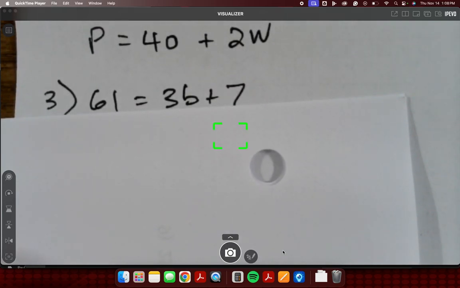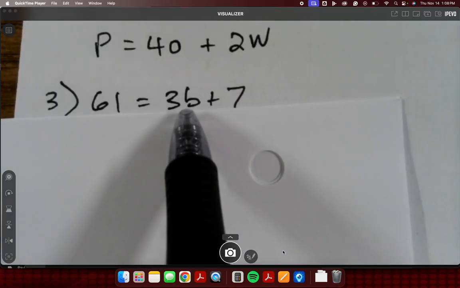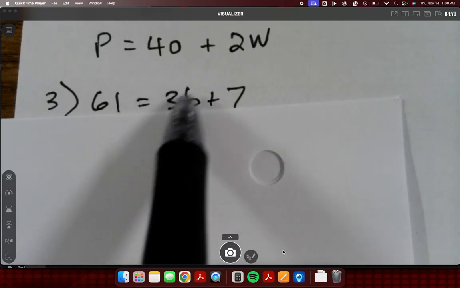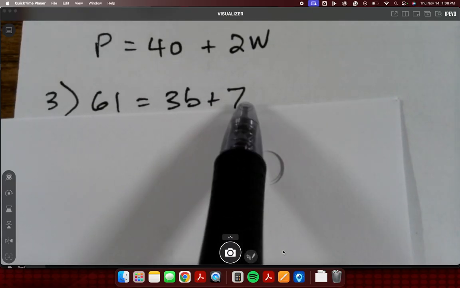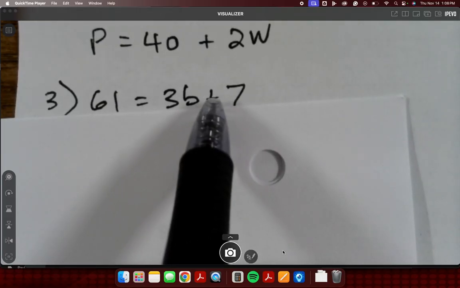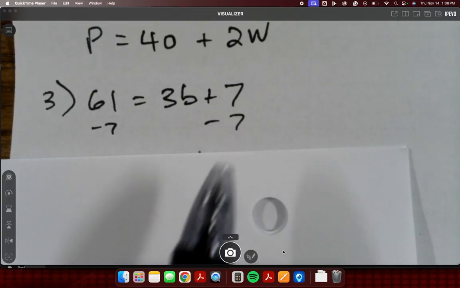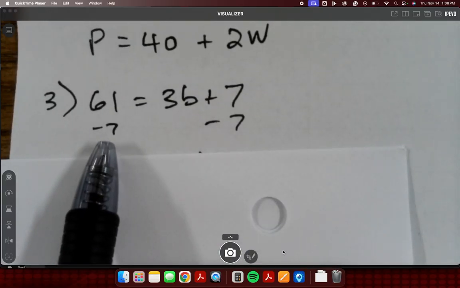Okay, that'll do. So we have 61 equals 3b plus 7. So remember, our goal is to first get the term that has the variable in it by itself. So we want to get 3b by itself. So we got to get rid of the 7 that's being added to it. Since 7 is being added to it, we have to do the opposite and subtract 7 from it. So we subtract 7 from both sides.